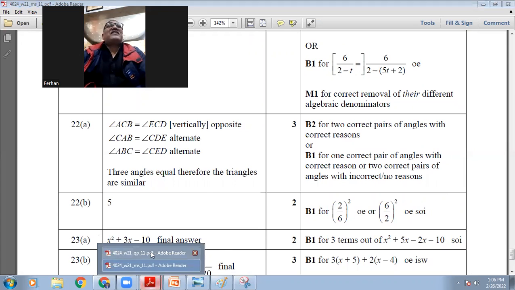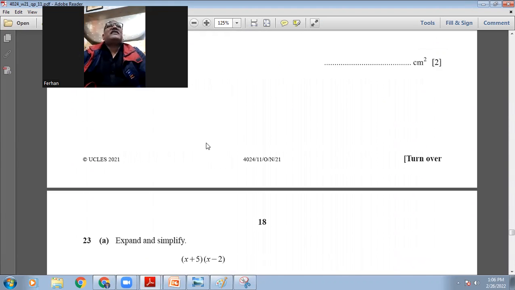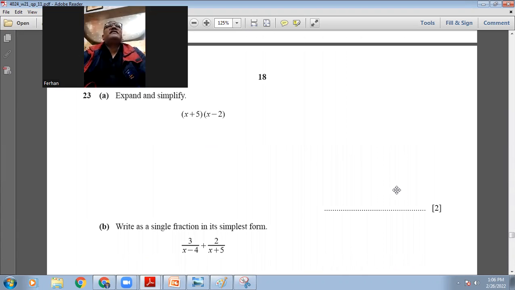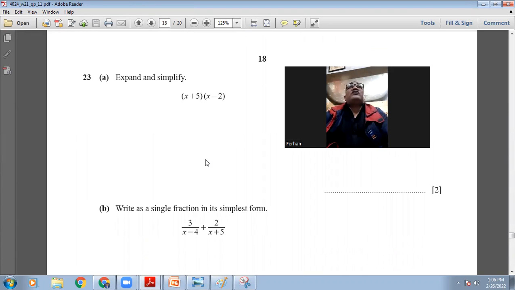Okay, so let's move to the next question, and the next question coming up on your screen is a very easy question. He says expand and simplify. So you have to multiply these two brackets with each other. So x will multiply with the second bracket, plus 5 will multiply with the second bracket, and then we simplify it. Let me show you how this is done.